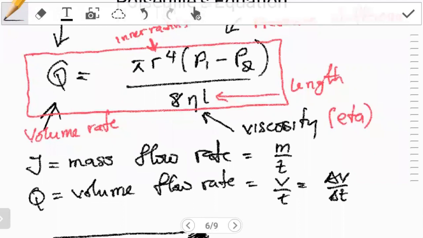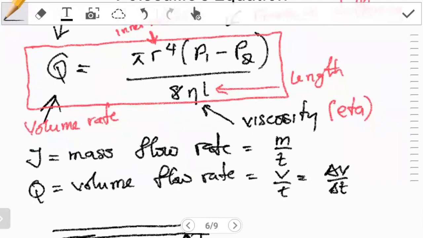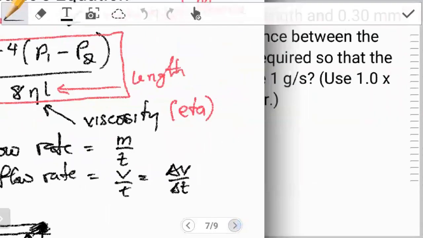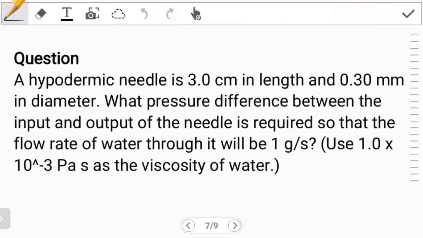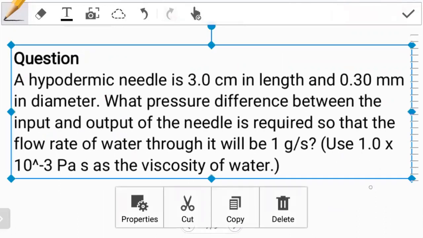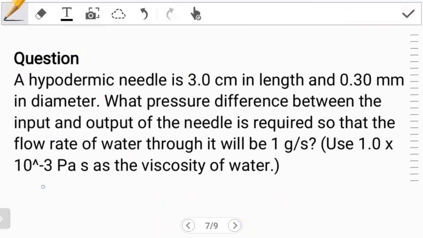So with that out of the way, we can move on to look at an example of how we can use the Poiseuille equation to work out a problem. This is the question that I showed you guys hopefully in the last video. I hope you had time to go through it. If you haven't, you can pause the video and try out the question. Note the values I'm using here: 1.0 by 10 to the power negative 3 pascals as the viscosity of water.